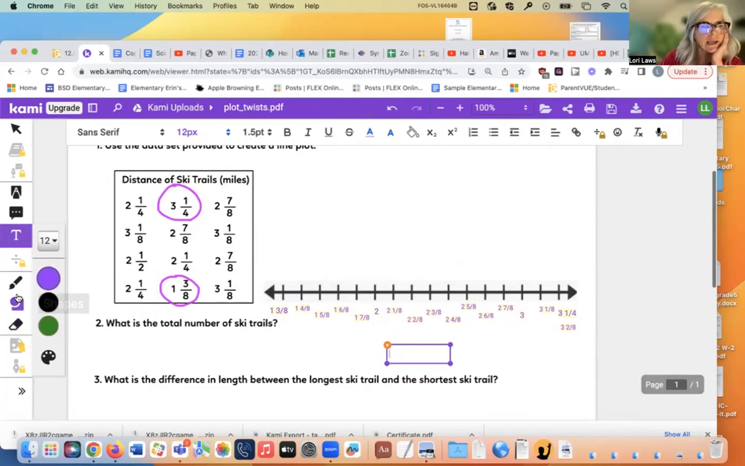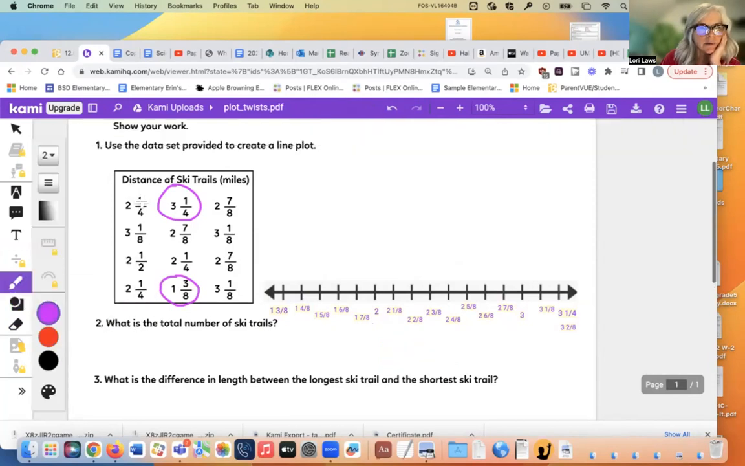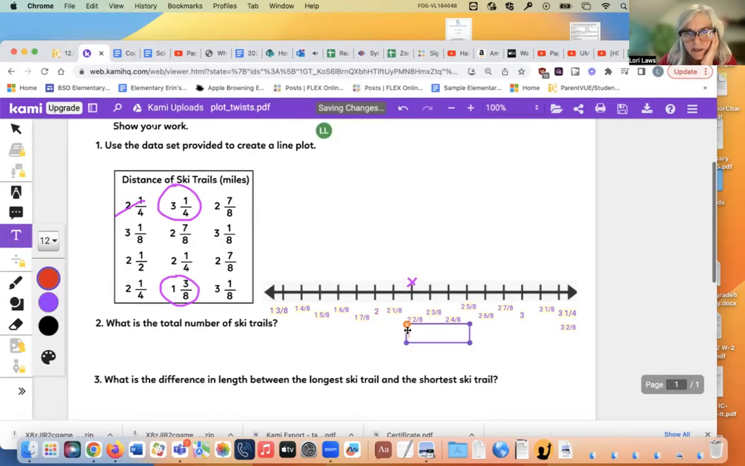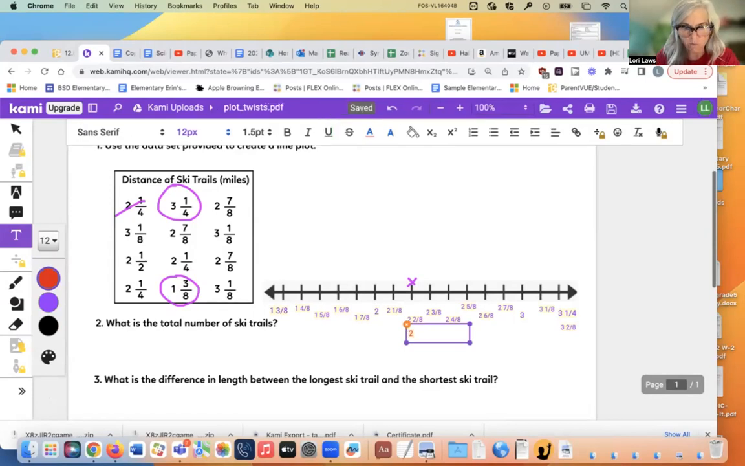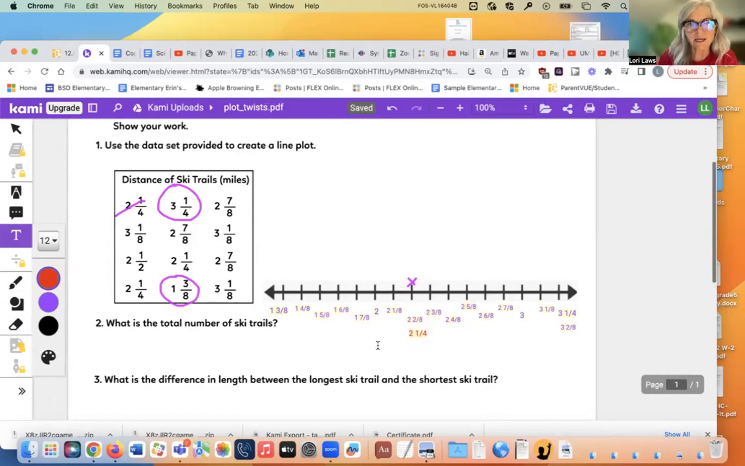So I'm going to change the color of my drawing to red, and I'm going to start plotting. 2 1/4. Okay, here's 2. Here's 1/8. So 1/8 and 1/8 makes 1/4. So here it is. And I can even put that in if I want to help me remember. I can write underneath here that that's the same as 2 1/4. Okay.